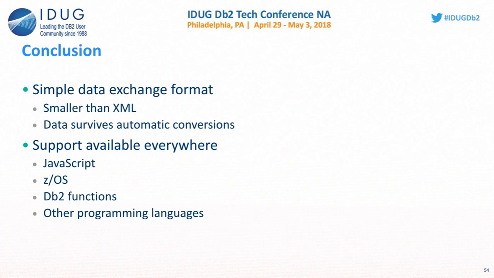Conclusions, yes, we made it. JSON is a simple data exchange format. It's smaller than XML. So if you've got stuff that you're sending up and down the lines, this is the way to go. Your data is going to survive automatic conversions because it's all in character. When you go from mainframe down to a Linux, Unix, Windows server, there's an automatic conversion that goes on to those characters, and they each talk in whatever hex patterns they want to.